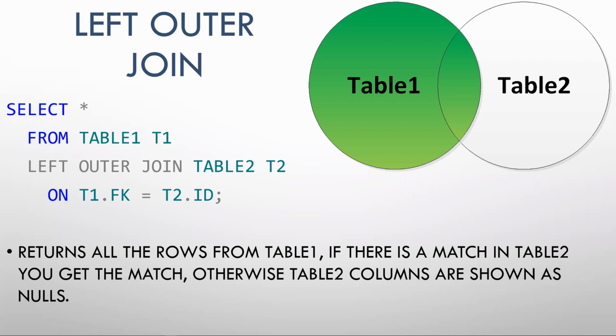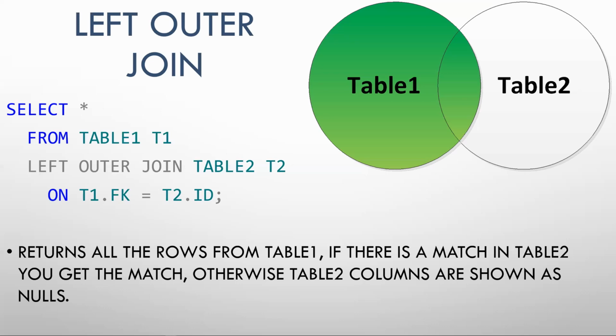So what this means is, and the only thing I've changed in this query between this one and the previous one is I changed the word inner to simply be left outer, and it's joining the same tables. And what it's going to do is it's going to return all the rows from table 1. And if there's a match in table 2, you will get the match. Otherwise, the table 2 columns will be shown as nulls.